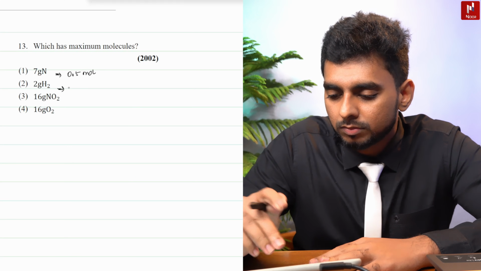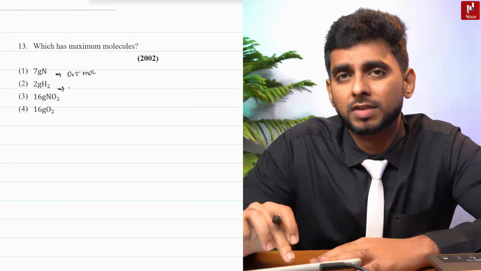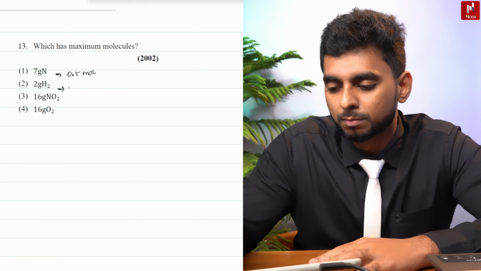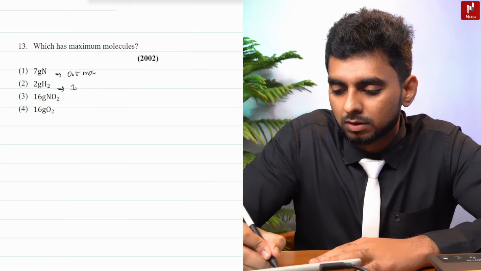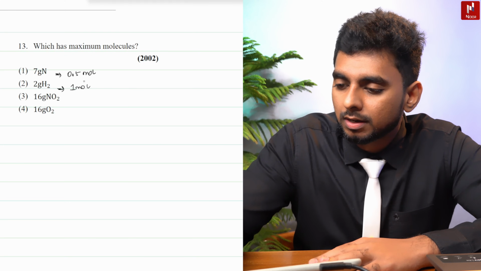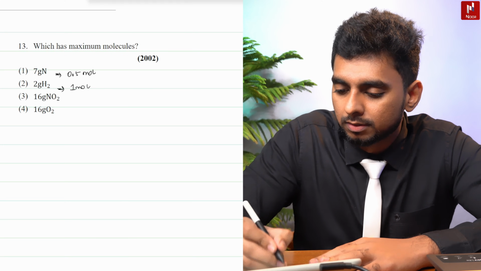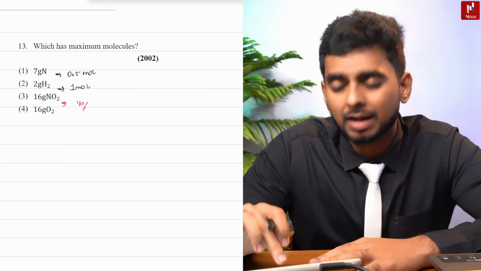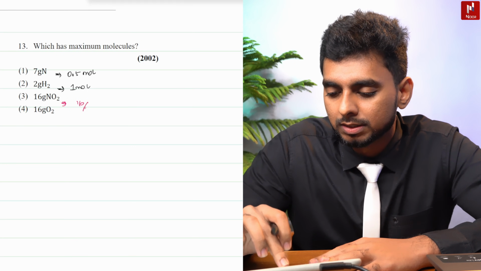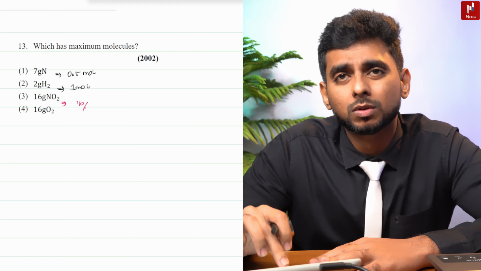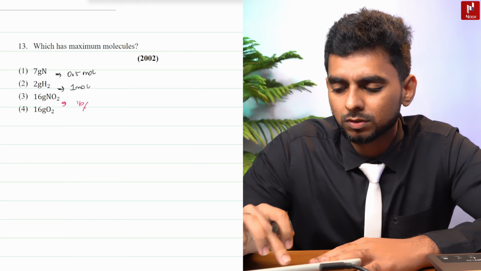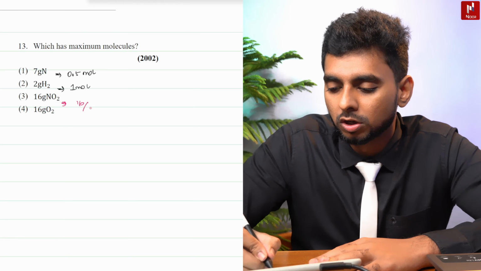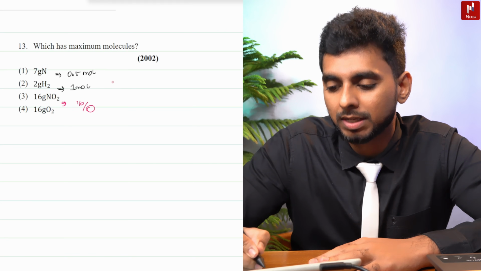Then for the hydrogen, it is 2 gram of H2. I know 2 gram will give you 1 mole of molecule. Therefore, here also it will be 1 mole. Then if I look at the other one, it will be 16 divided by 9 NO2. For the oxygen, that's going to be 32 plus 14. So that's going to be a huge number. So 16 divided by a huge number in the denominator will give you an answer that will be less than 1.